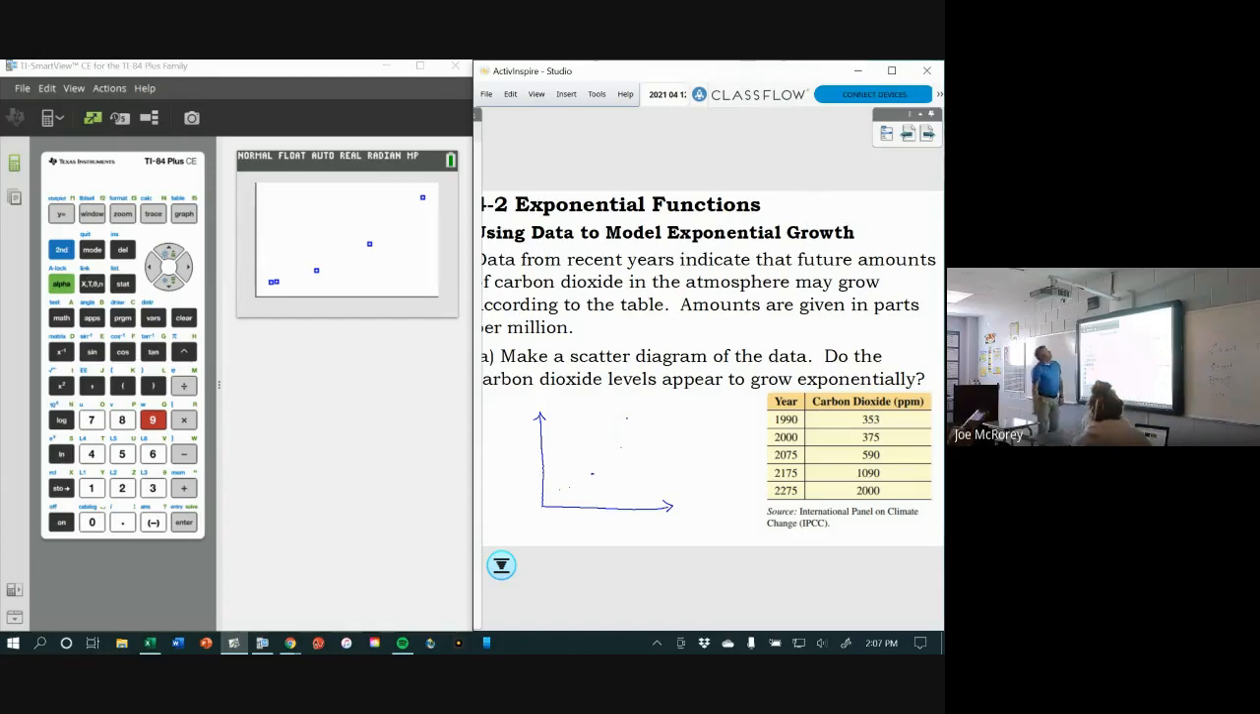We'll answer this question, then we'll wrap up tomorrow. It's going to take us about 5 minutes to finish tomorrow. Do the carbon dioxide levels appear to grow exponentially? Yes. It starts off growing slowly, but then it takes off. This appears to be exponential. And we'll wrap it up tomorrow, guys.